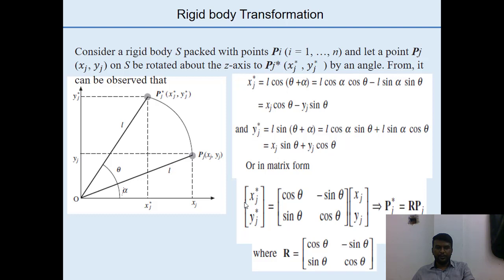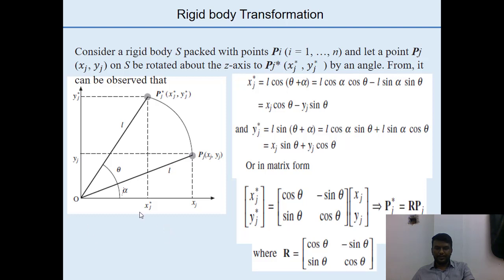These two can be written in matrix form. The new coordinates xj star, yj star equal the 2 by 2 matrix cos theta, minus sin theta, sin theta, cos theta, multiplied with xj, yj, the old coordinates. This matrix is called the rotation matrix, and this is for a two-dimensional coordinate system.